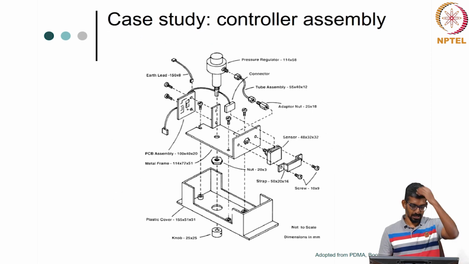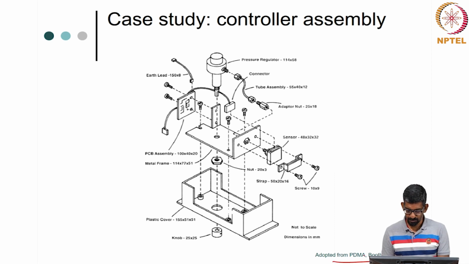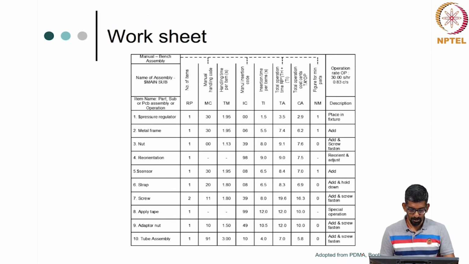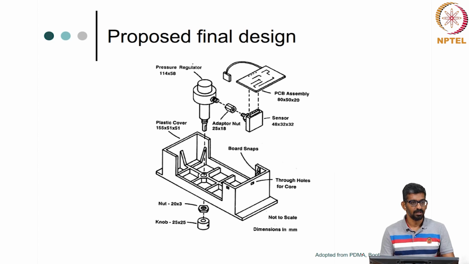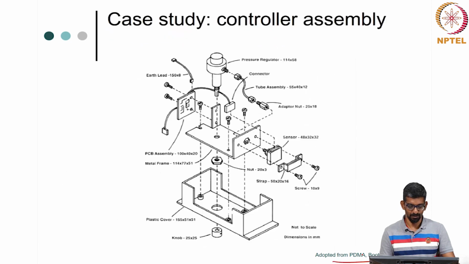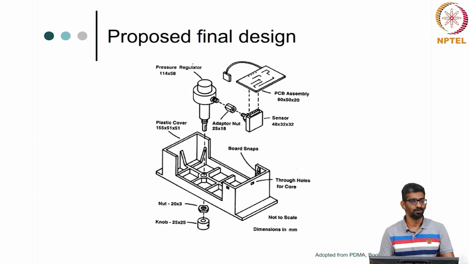So, here is a controller assembly case study. This is also adapted from the book. You can go into detail and look at it. We'll go through this, but before that I will tell you this is what they came up with, the final proposed design. Please watch this. This is where they started. They analyzed this whole setup, then they figured out what can be eliminated, how you can eliminate it, and what can be replaced. Then they came up with this reduced design.